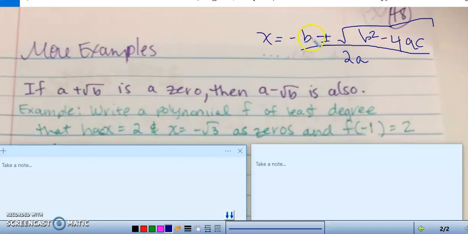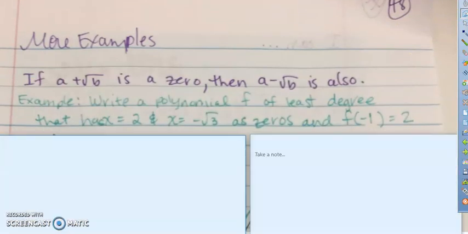So I'm going to get the negative b plus the square root version and the negative b minus the square root version as well. So a plus square root of b and a minus square root of b, irrational values that are zeros will also come in pairs as well, not just the imaginary ones. So here's our example that we're going to work with. We've got two examples only.